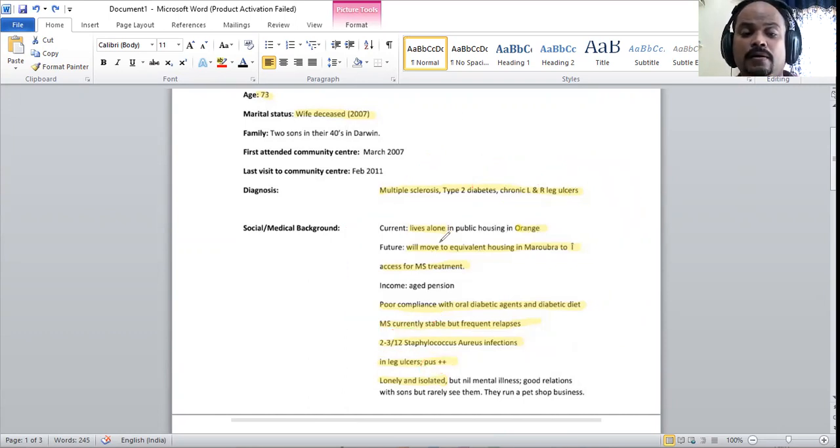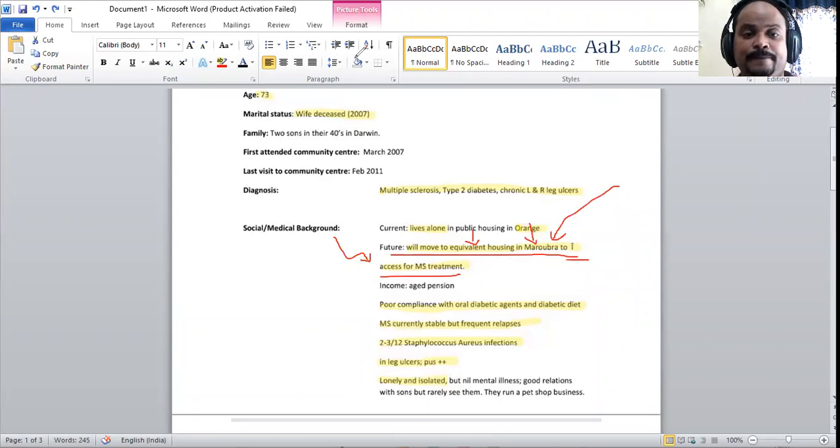Now, there is a reason why he is moving to Marlborough Community Center. So why are you writing to the community nurse in Marlborough? It is because he is moving to Marlborough for increased access for MS treatment. So he has to get better treatment for multiple sclerosis. So that is why he is moving to an equivalent housing in Marlborough from Orange.